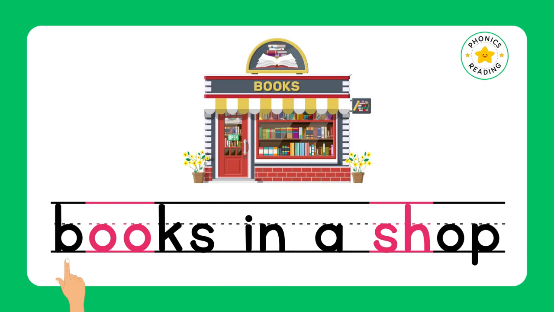B, oo, k, s, books. OO is a digraph. In. A, sh, o, p, shop. Sh is a digraph. Books in a shop.